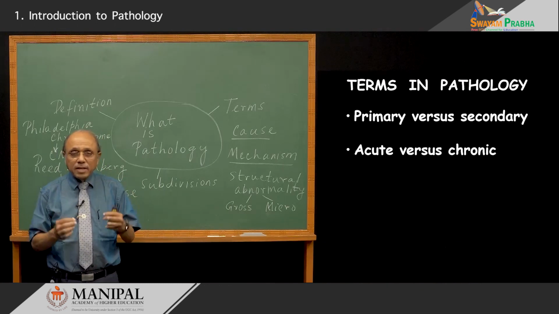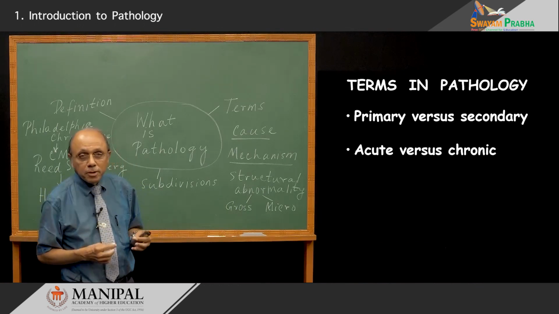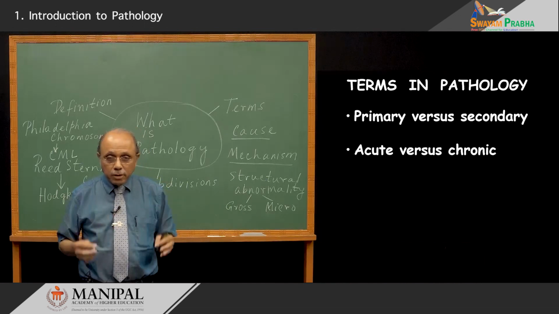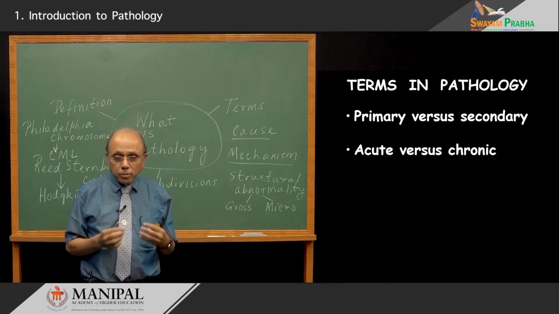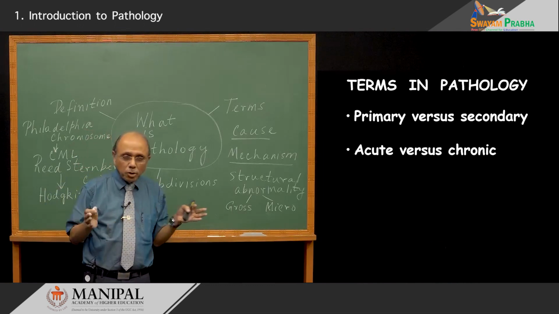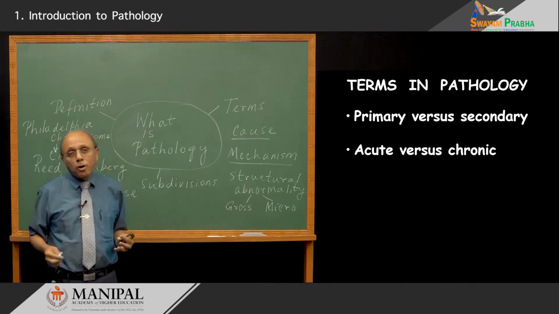Chronic, generally it is silent, very insidious is a nice word often used in pathology to indicate slow, silent, without announcing. It makes its beginning and then it progresses over a period of time. So, acute is sudden onset, generally short duration. Chronic is silent onset, generally long duration.